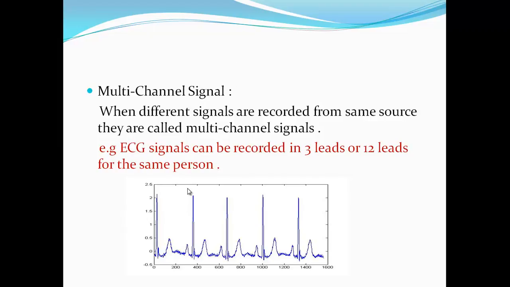ECG signals can be recorded with different leads for the same person. It can be recorded in 3 leads, 12 leads, 16 leads. This results in a 3-channel or 12-channel ECG signal. The source is the same, but you get different signals from a single source, so they are multi-channel signals. What is it used for? Multi-channel signals are used in studying correlation properties of the source.